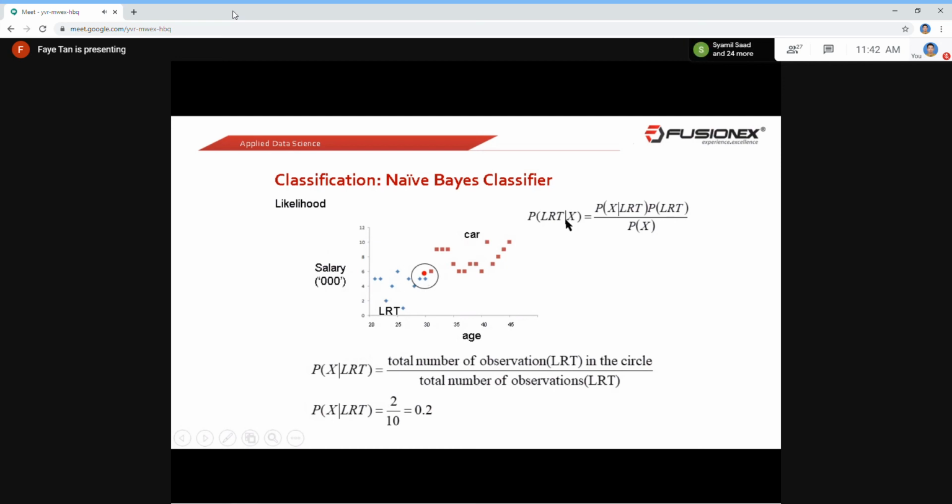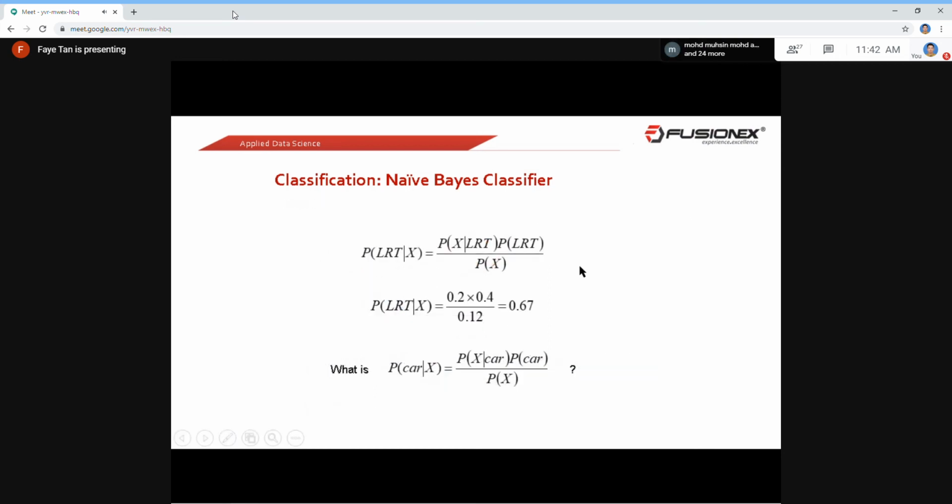The straight line here means given in the probability. You already know that person, the red dot, and you want to know whether they will go by LRT. It depends on these 3 probabilities on the right hand side. Now we have found all 3. You combine them together, and you can see the answer is 0.67. Going by LRT is 0.67.